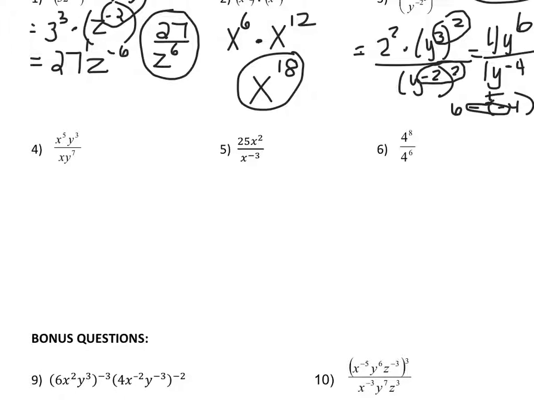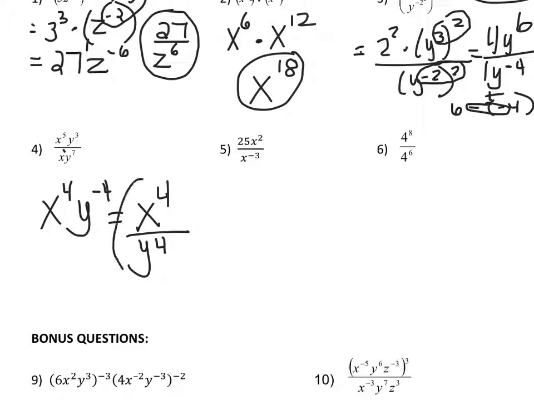For this one, again, we're dividing. Don't forget this x is really x to the first power. The base stays the same. Subtract the exponents. 5 minus 1 is 4. For the y's, the base stays the same. You subtract the exponents. 3 minus 7 is negative 4. But because we have to write our answer using positive exponents only, the x to the 4th has a positive exponent. It stays right where it is. The y to the negative 4th must come down below to become positive.